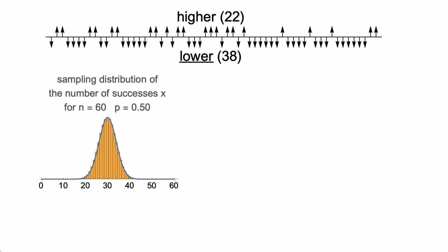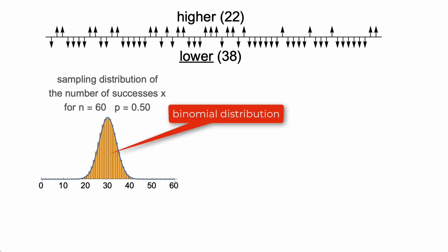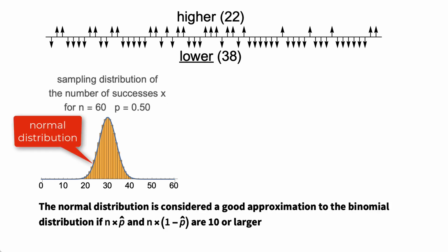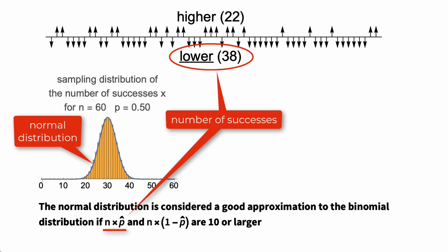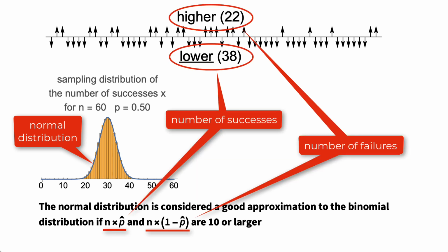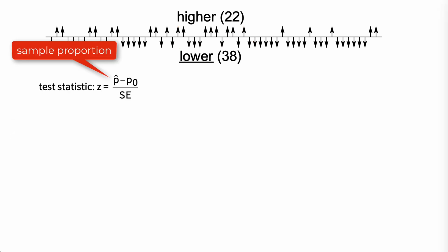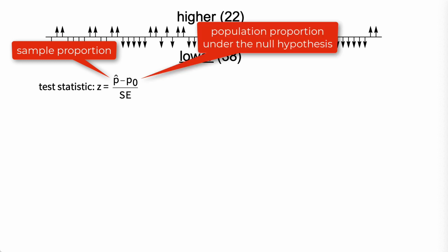In this example, the sampling distribution of the success rate x under the null hypothesis is a binomial distribution with n equals 60 trials and success rate p equals 0.5. As described when computing a confidence interval for a proportion, the normal distribution is a good approximation for the binomial distribution if the number of successes and the number of failures are both at least 10. In this example, the number of successes is 38 and the number of failures is 22, so those conditions are met.